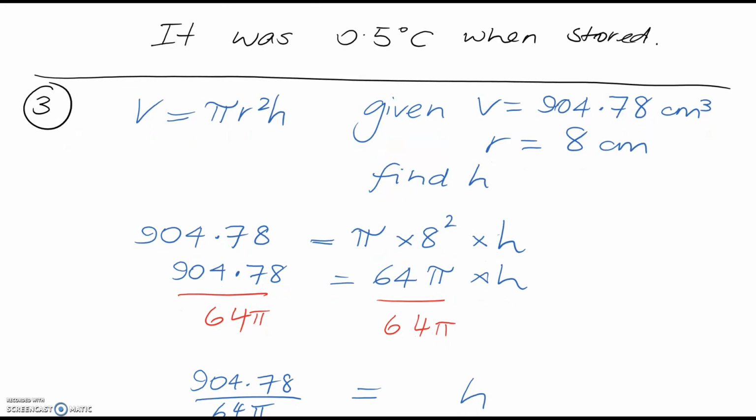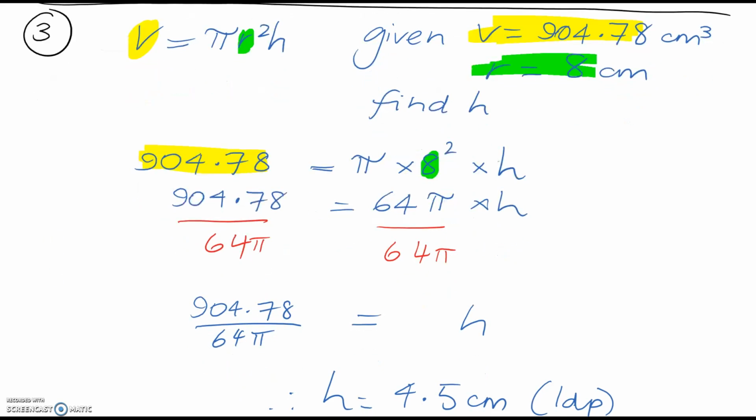Number 3, similar situation. You've got a formula and they give you bits. So this V has to go in there, and this R has to go in there and get squared. So I've put them all in. There's the V in there, and there's the R in there, which had to be squared. So the 8 squared is just 64. So I just simplified that on the next line and wrote it as 64 pi times h.